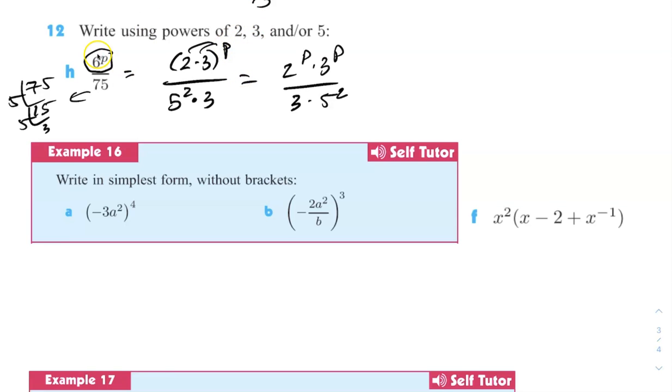Right, so just to recap, they want me to write it with powers of 2, 3, or 5. So I changed 6 to the p to 2 times 3, but with a p on top. So then I had to distribute. So I get that.